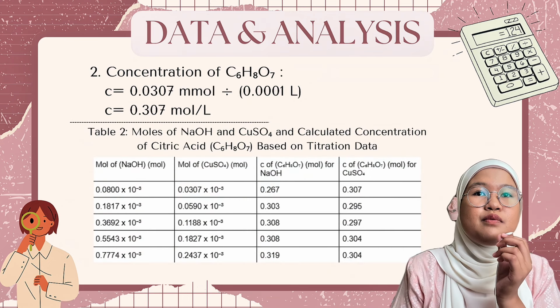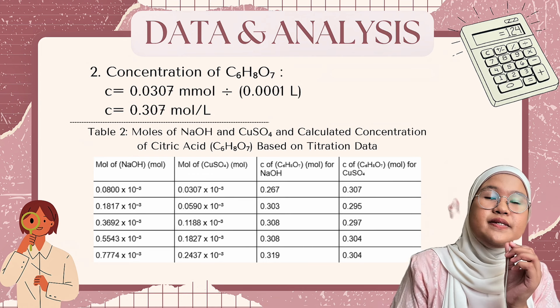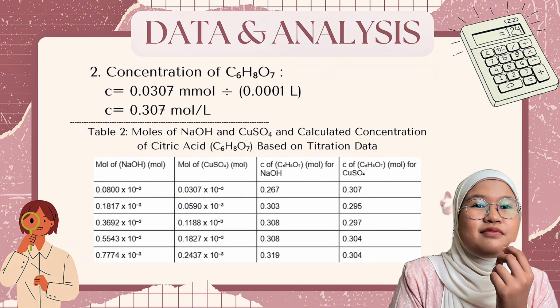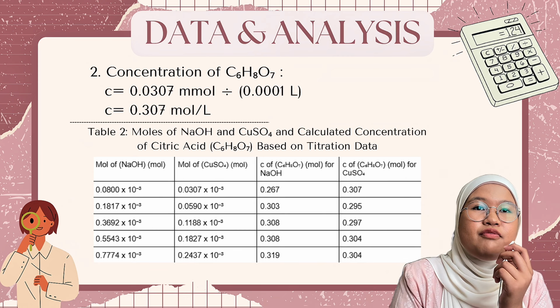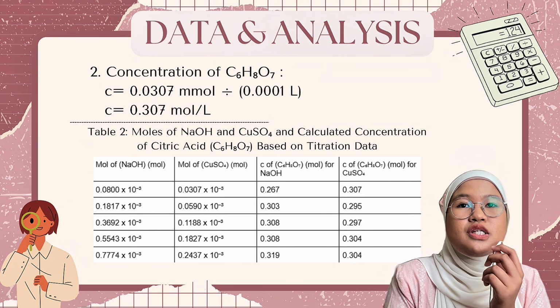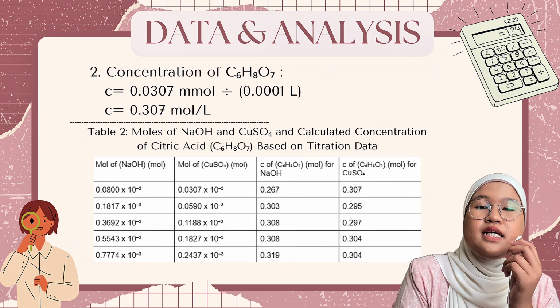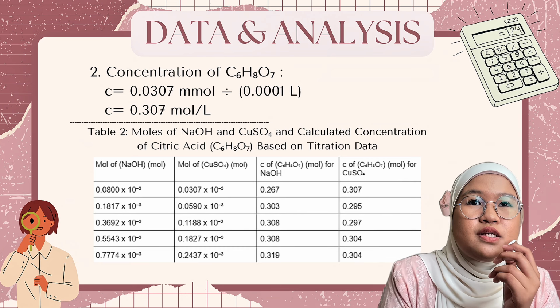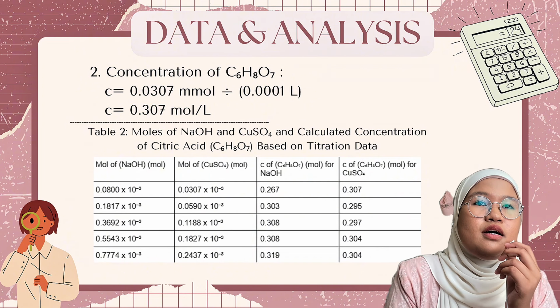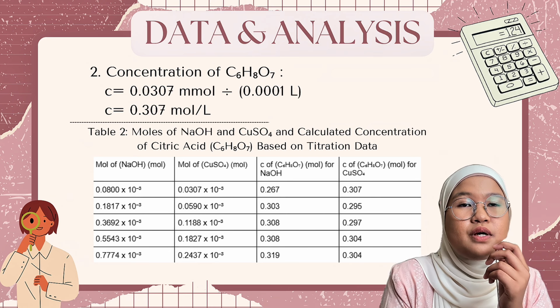This table shows the moles of sodium hydroxide and copper sulfate and the calculated concentration of citric acid based on the titration data. Since the volumes of citric acid that we use are different, the concentration that we get for each volume is different. As you can see, the first column is for the mole of sodium hydroxide and the second column is for the mole of copper sulfate. These values we can get from the calculation that we did before. From the molar ratio, we can find the mole of NaOH and also the CuSO4.